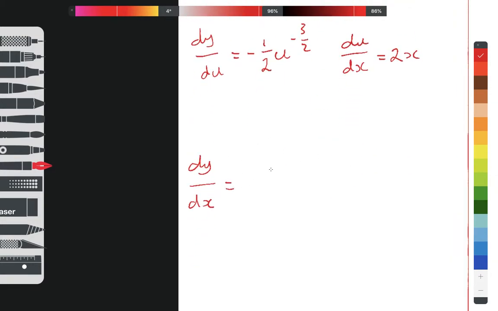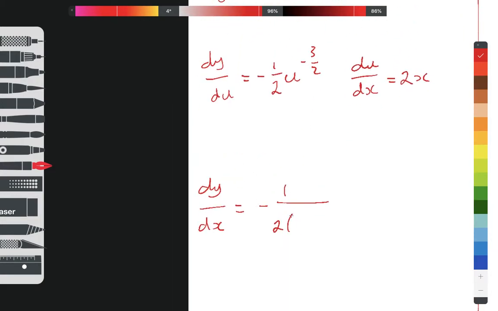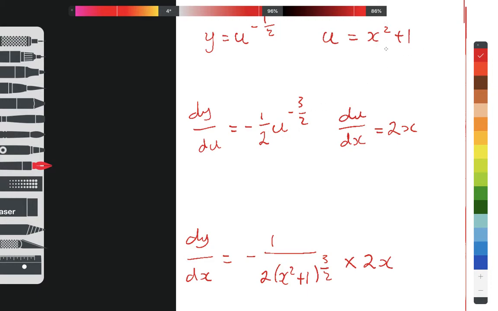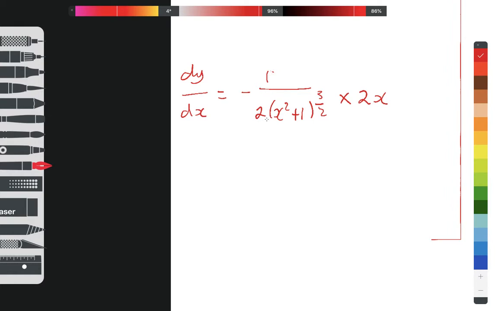So I suppose I could write it out like this. So it's minus 1 over 2, and I set u to be equal to x squared plus 1, so to the power of minus 3 over 2, times by 2x, okay? I'll give you a minute, hopefully you can see what I've done here, is I've literally just written this out again, but with the u substituted back in, and as it's minus a half, u to the minus 3 over 2, which is the same as 1 over u to the 3 over 2, and multiplied it by 2x. Okay, and now I'm literally just going to work with this and rearrange it.